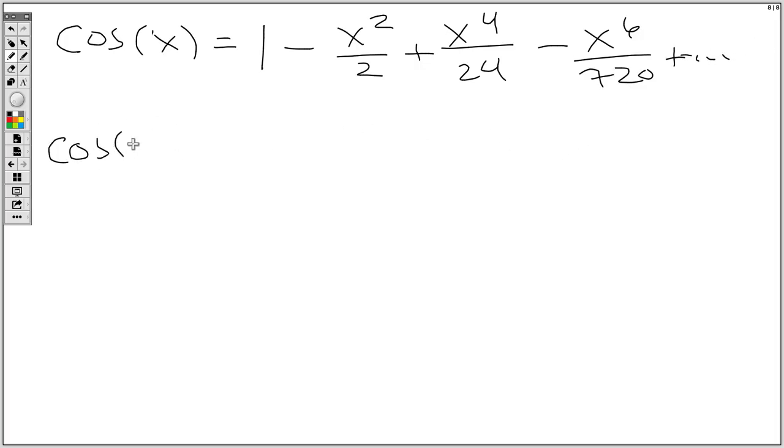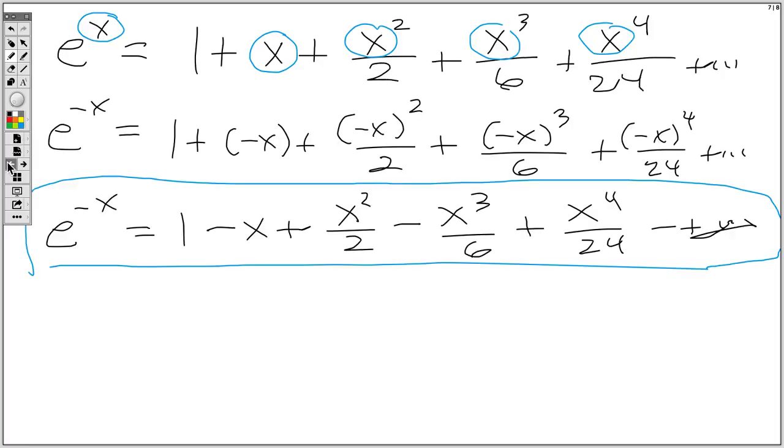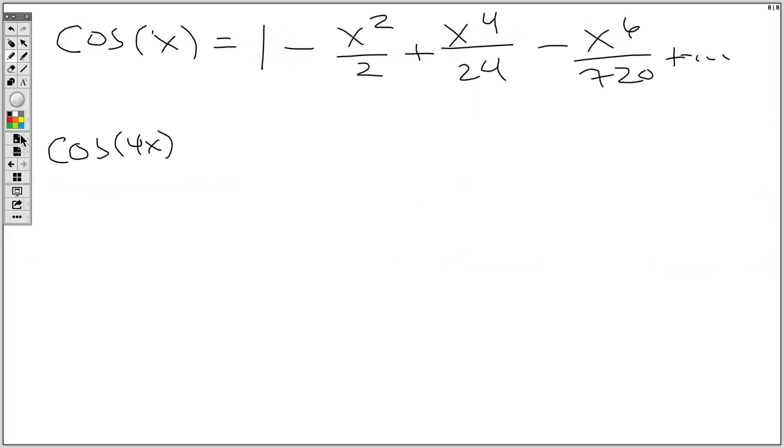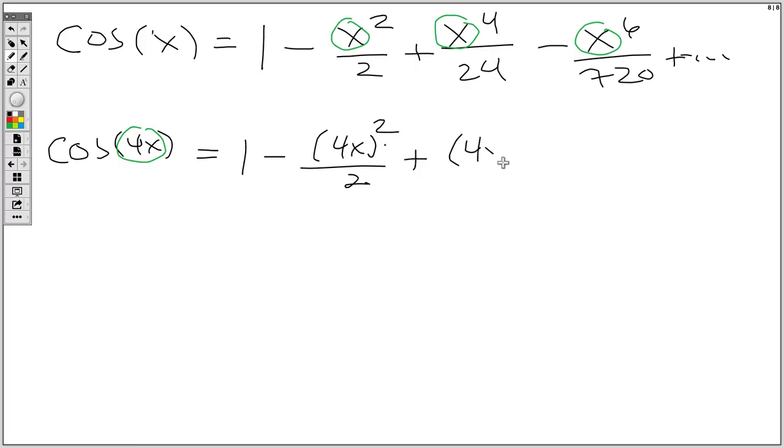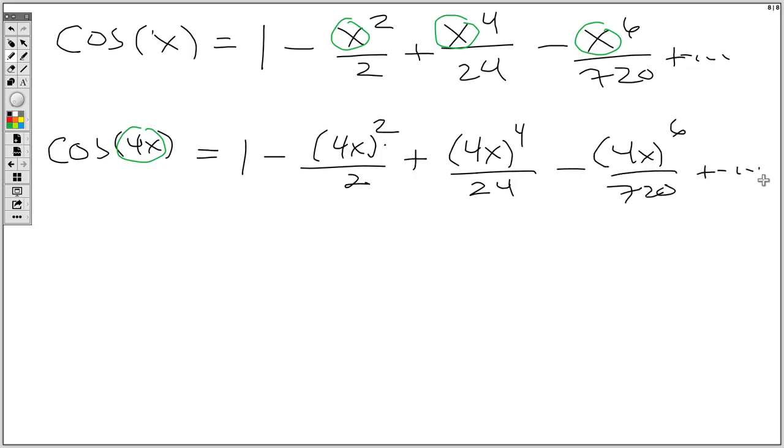So to get to the cosine of 4x, I either need to literally or in my mind's eye replace each value of x with the quantity 4x. And now I want to simplify this.